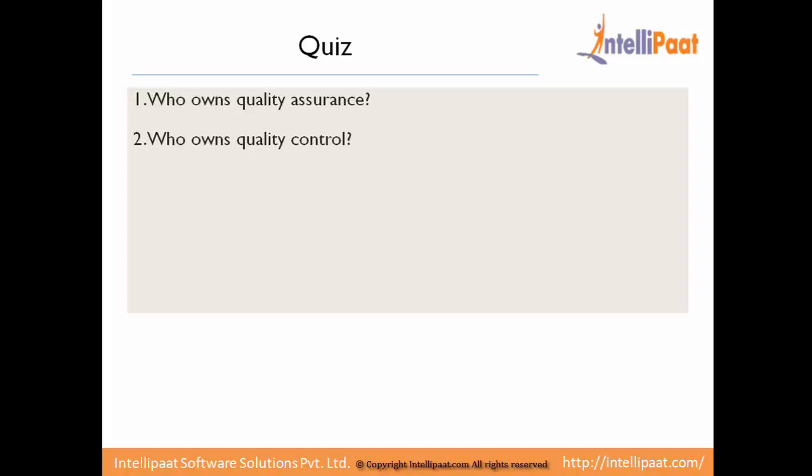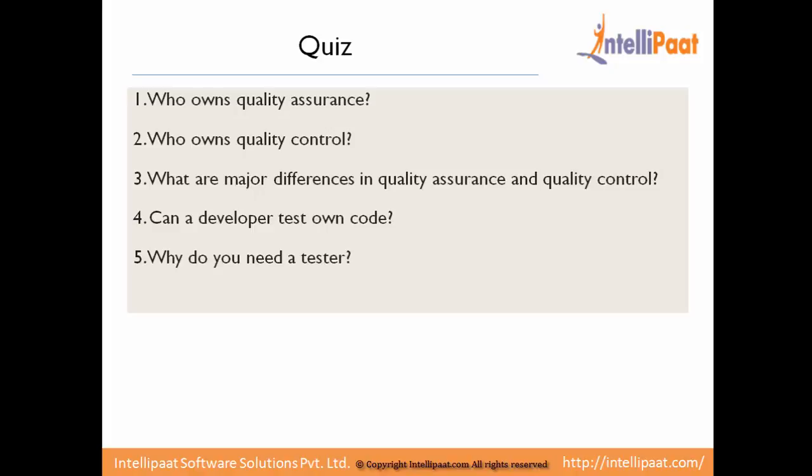In terms of the quiz, I wanted some questions to be asked so that you can understand them and refer to your slides and the discussions we had. Primarily, you need to understand who owns the quality assurance function, who owns the quality control function, and what the major differences are between quality assurance and quality control. Can a developer test their own code? We need to remind ourselves of the slide where we saw the difference between a developer and a tester, their different activities, and their attitudes in terms of making and breaking the software.